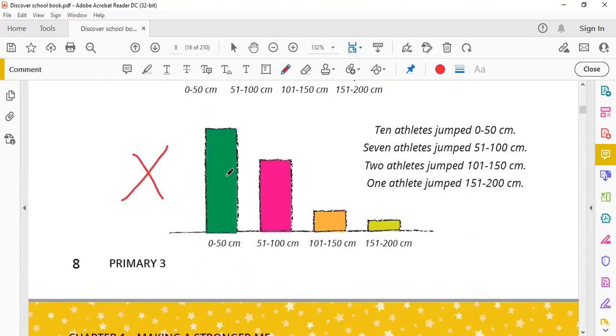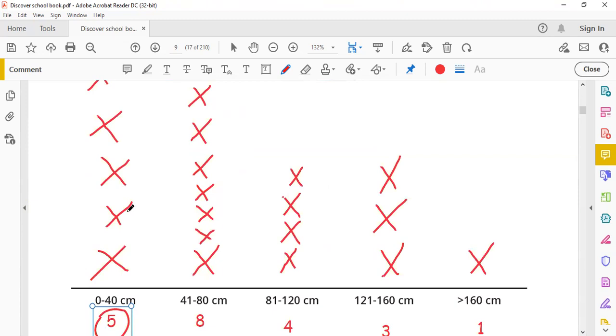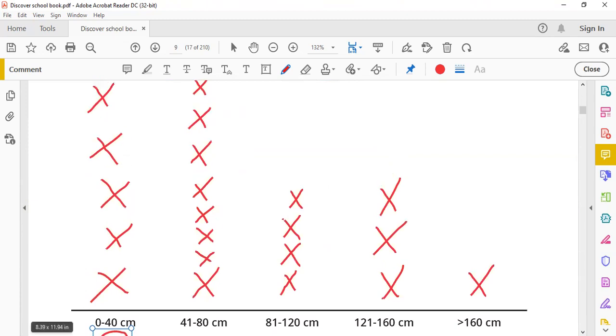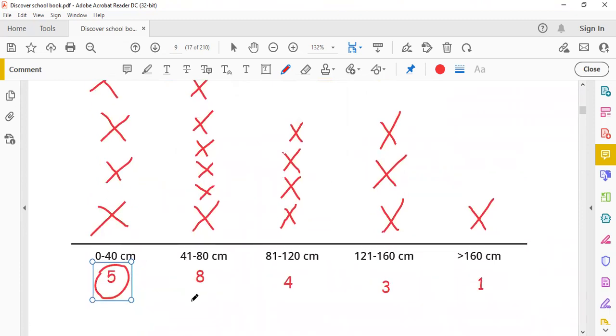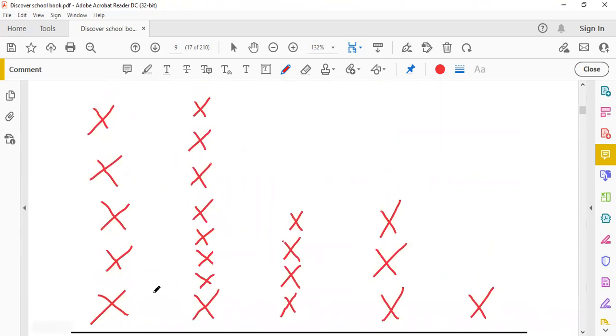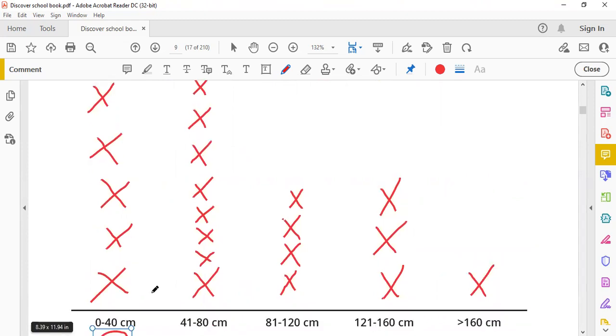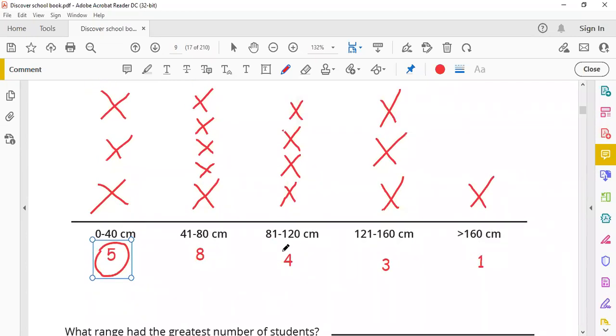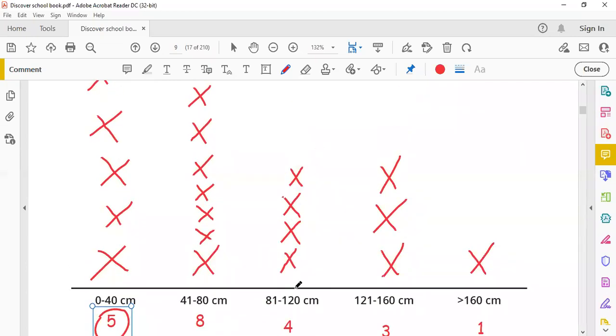Okay, so when we have 5 here, we made 5 marks because we have 5 students here. Is that okay with you? Yes. And because we have 8 students here, we draw 8 marks. Is this fine with you? No problem. Okay. And because we have 4 students here, we draw 4 marks. And because we have 3 students here, we draw 3 marks.